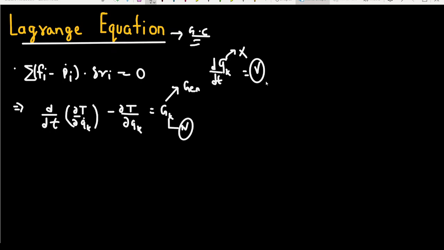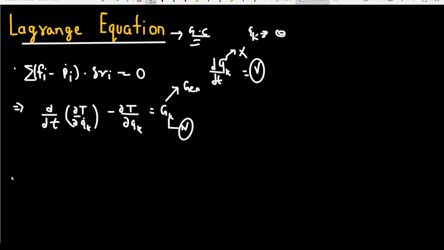Just like that, it is not necessary that the generalized coordinate qk can only be x, y, and z. It can be anything. It can be theta also. It can be polar coordinates, spherical coordinates, anything. It is not necessary that qk is only x, y, and z. Likewise, it is not necessary that the generalized force has the unit of Newton, which is of force. And this is the more fundamental form.